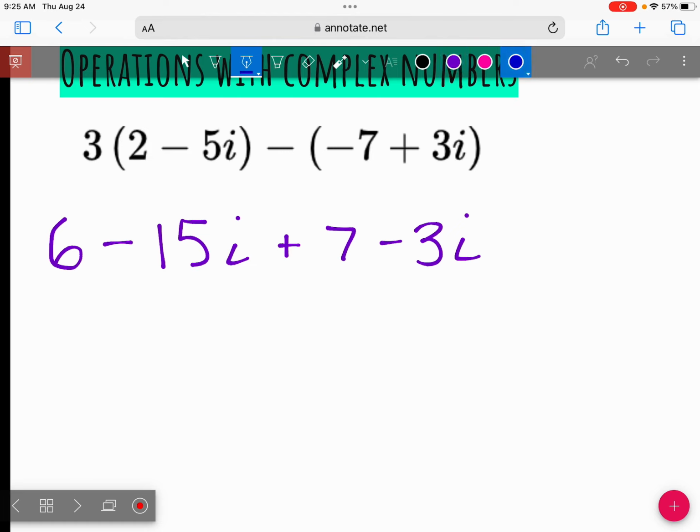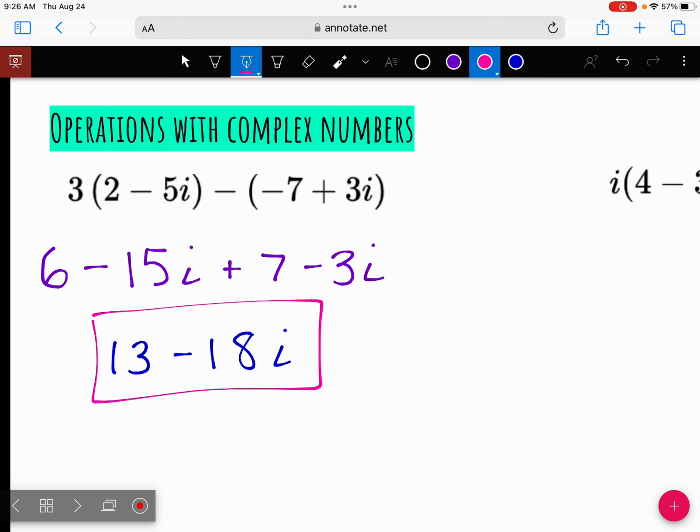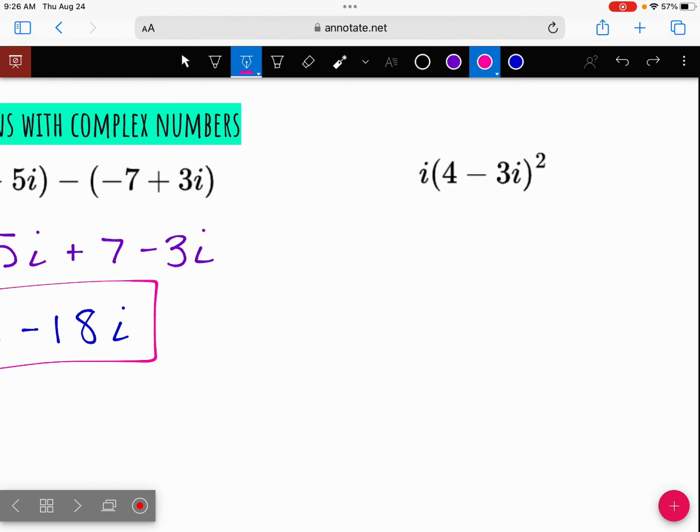So combine our like terms. We have 6 plus 7, giving us 13. And minus 15i minus 3i is minus 18i. And that's our answer. Distribute, combine like terms. It's too easy, is that what we said? Well, we'll do dividing tomorrow.